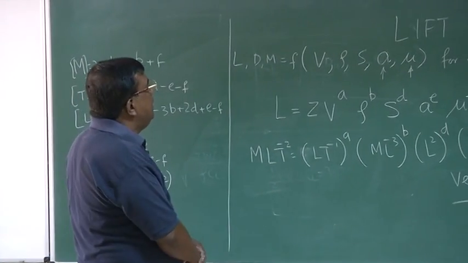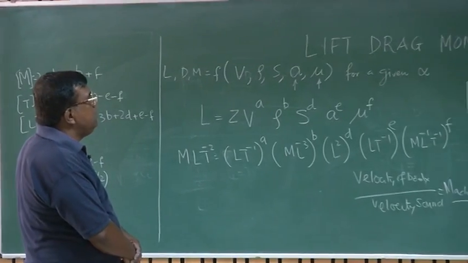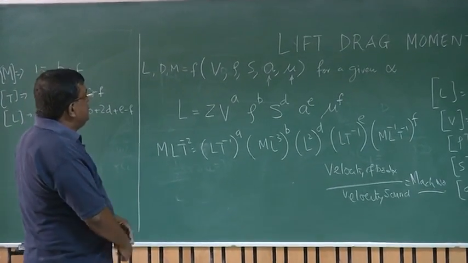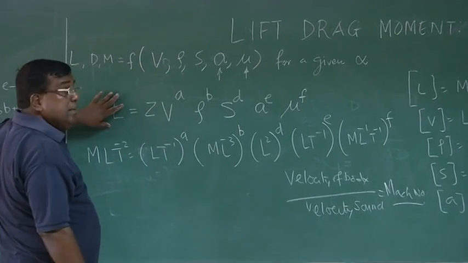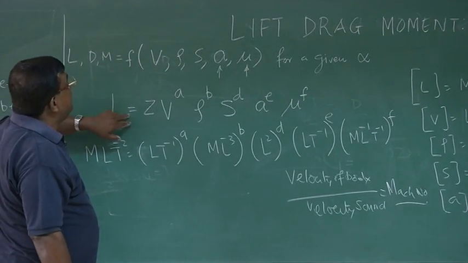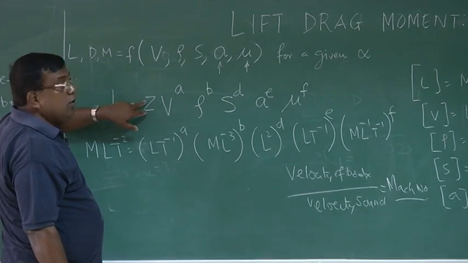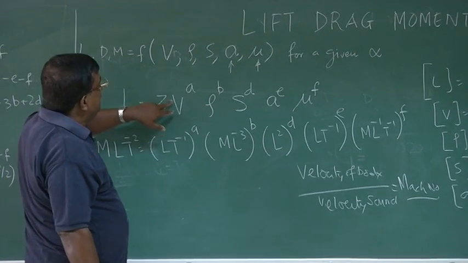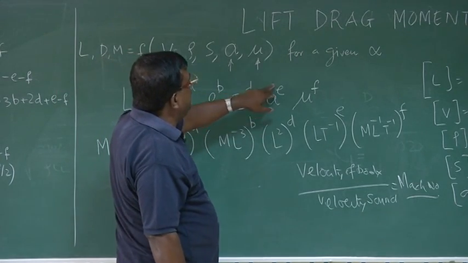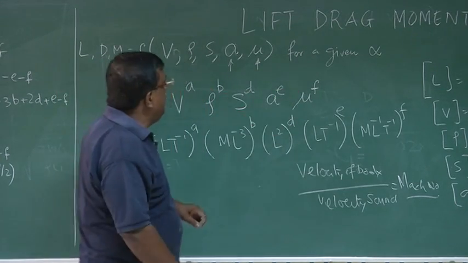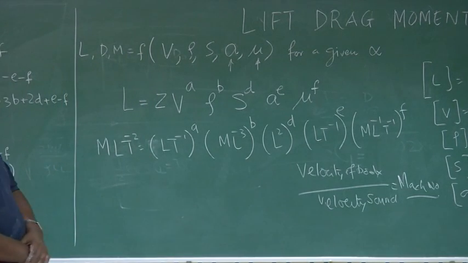As we are following the dimensional analysis approach, since this is a function of this, I take the example of lift. So I write lift is equal to z, a constant, and I say v to the power a, rho to the power b, s to the power d, a to the power e, and mu to the power f, where a, b, d, e, f, z are constants. They do not have any dimension.